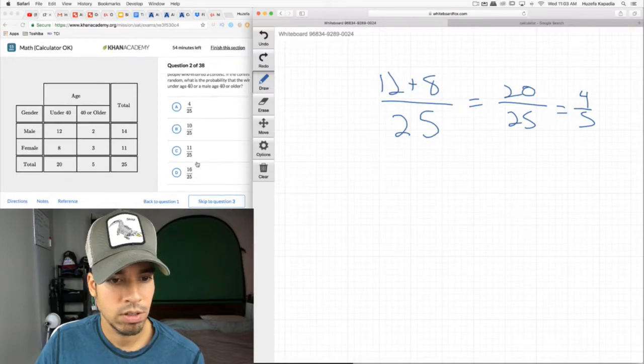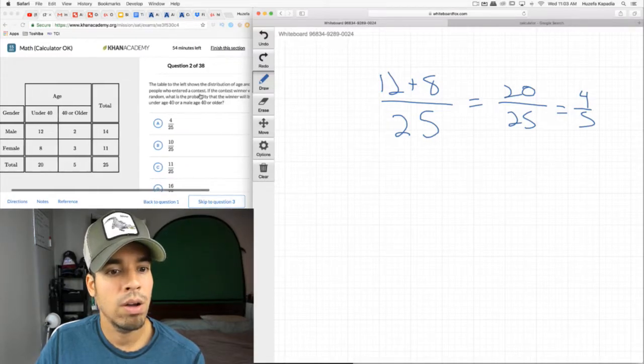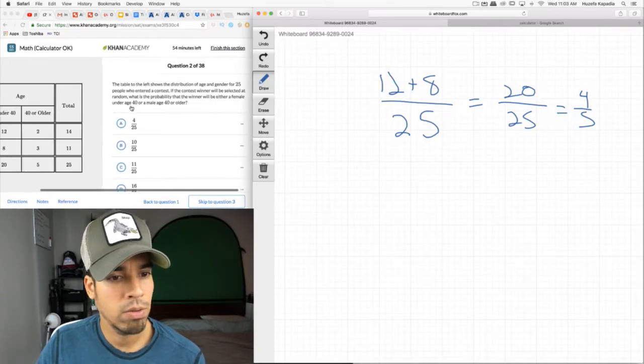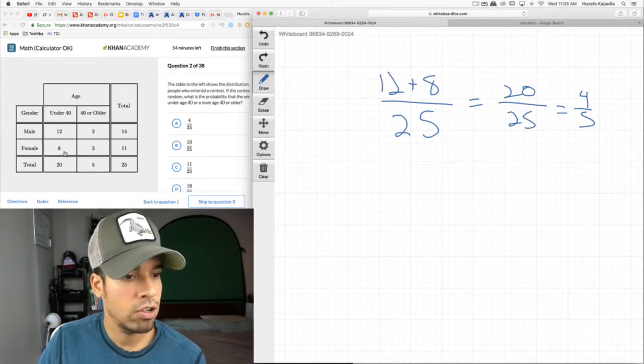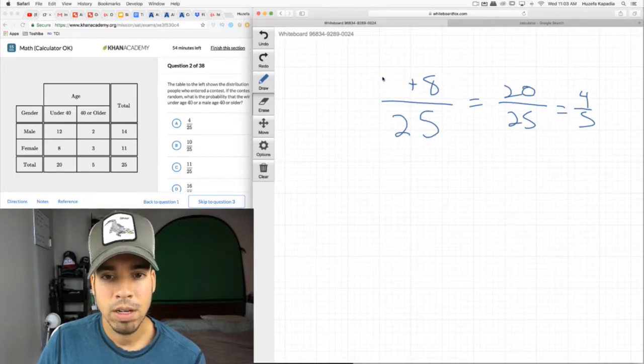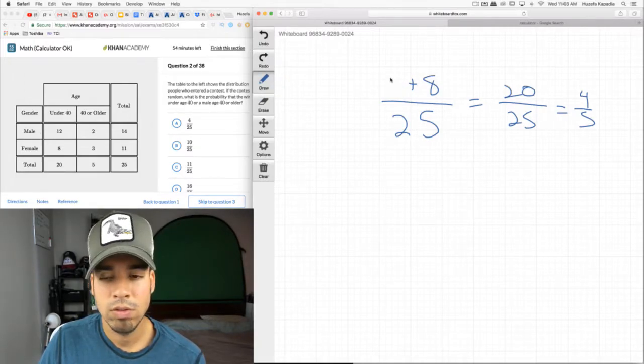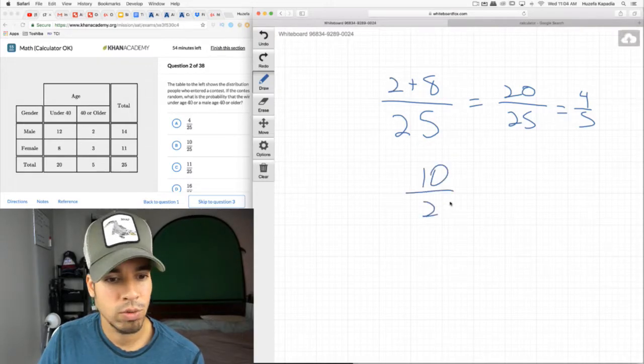If we reduce it. Wait, what? Hold on. Oh, I messed it up. Well, either female under 40 or male over 40. So female under 40 is 8. Male over 40 is 2. So 10 over 25. My bad.